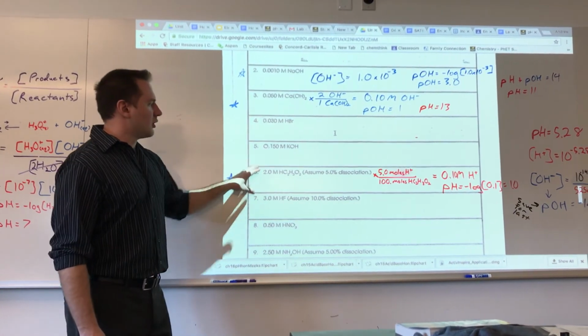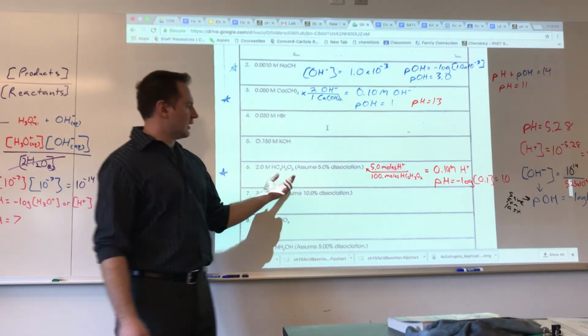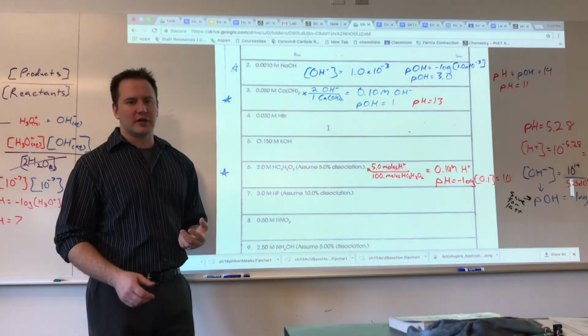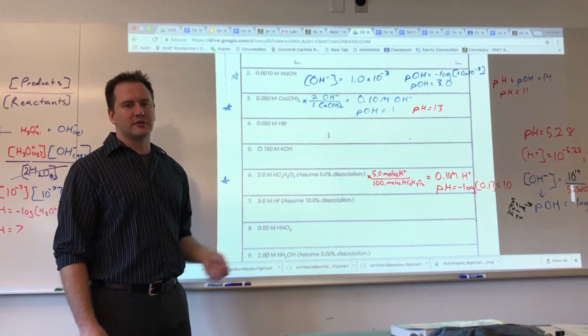Now, if we're talking about a weak acid, they don't dissociate 100% of the time. So for this unit, we're going to give you percent dissociation to look at to determine it. In the next unit, we'll look at K values to determine this.